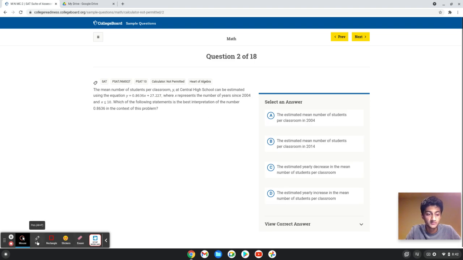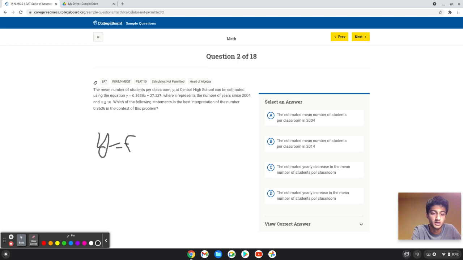So the mean number of students per classroom at Central High School can be estimated using this equation. I'm going to name this equation y is equal to f(x), where x represents the number of years since 2004 and x is less than or equal to 10. Which of the following statements is the best interpretation of the number 0.8636 in the context of the problem?